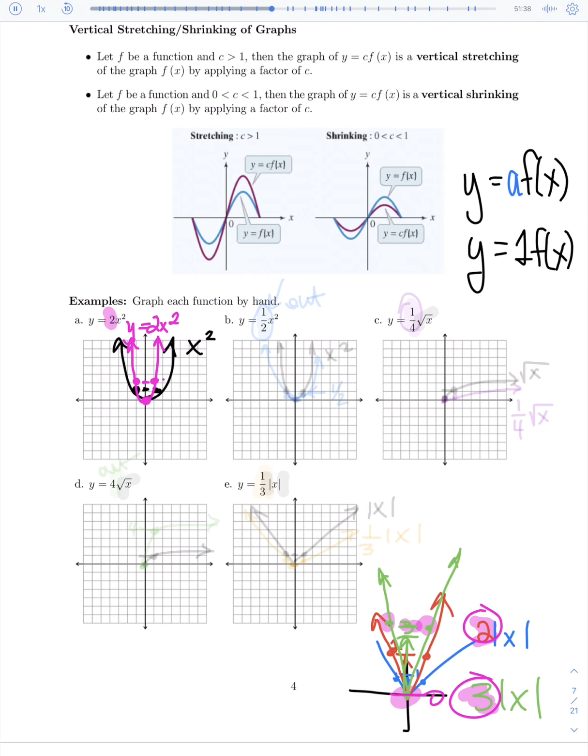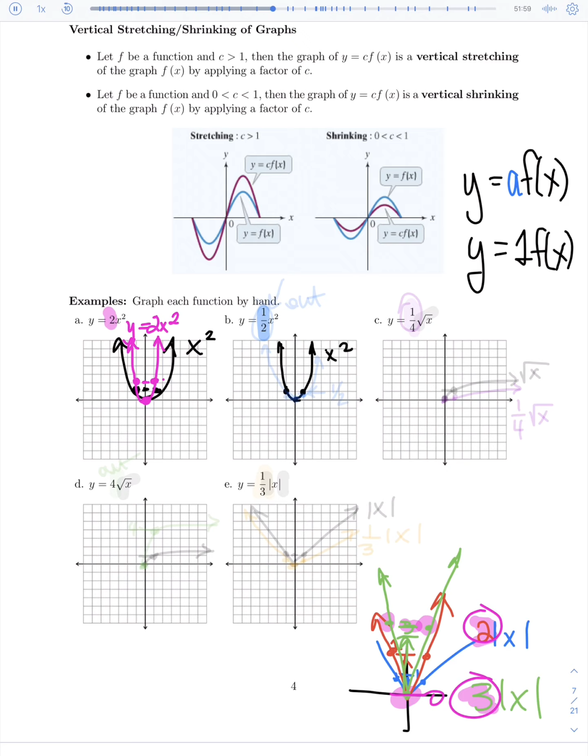Let's take a look at B. In B, we're looking at the same kind of idea. We are going to start out with the regular x squared graph, which again goes through 0, 0, 1, 1, negative 1, 1. There's our parabola. That's the normal x squared graph without any stretch. The question on this next one would be, what does the 1/2 do?